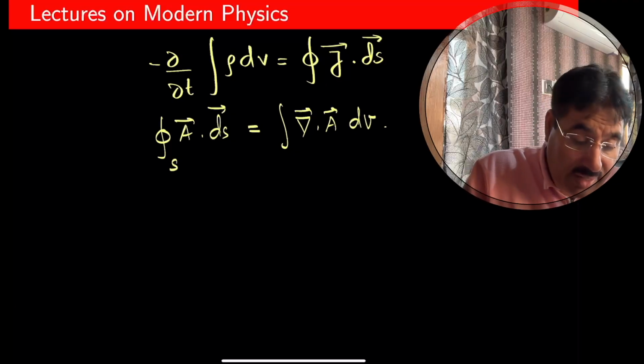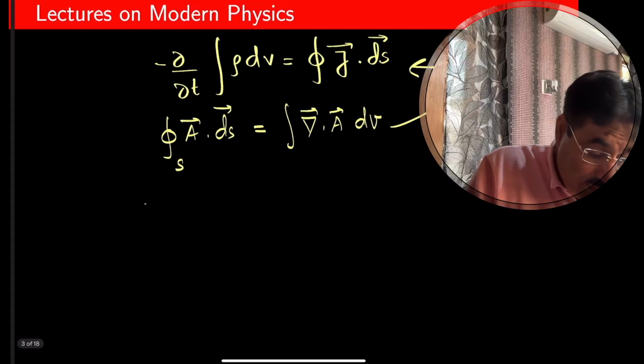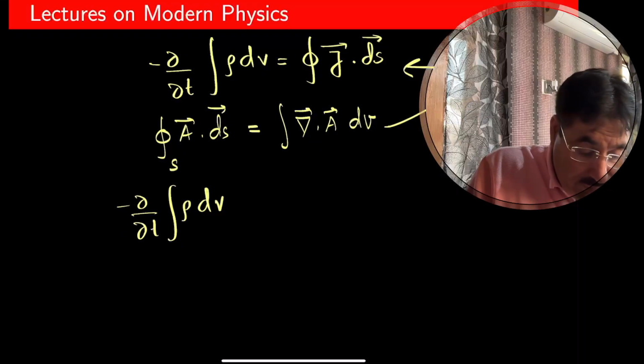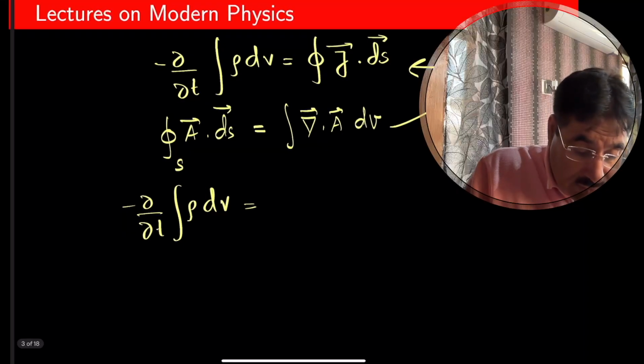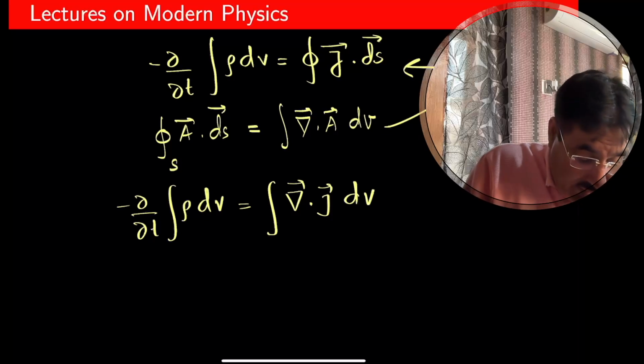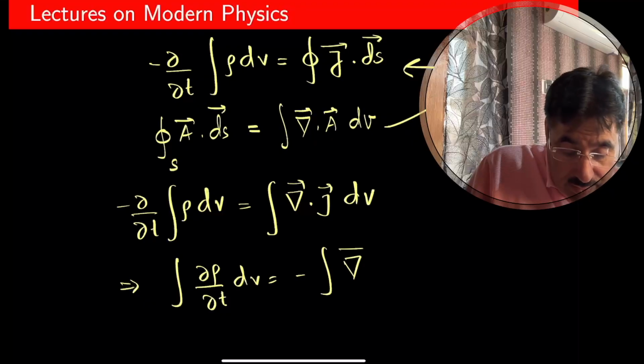So use that same idea in this equation. So what do we get? Come on, what do we get? We get minus del by del t of rho dV is equal to, now we have the divergence of j and dV. Or I can write it more specifically as the integral of del rho by del t dV equal to minus the integral of del dot j dV.